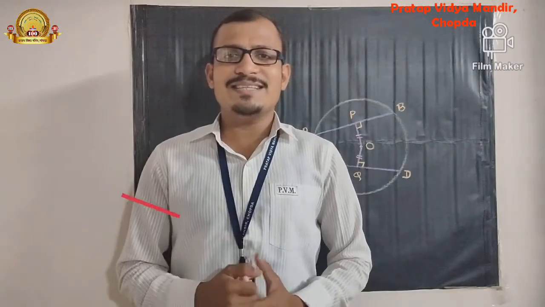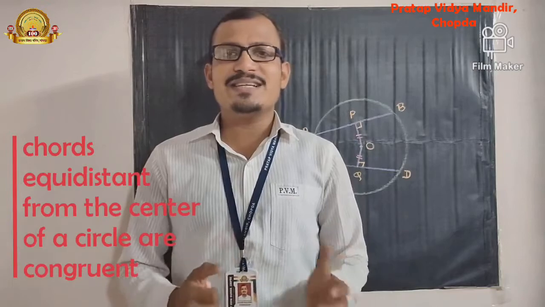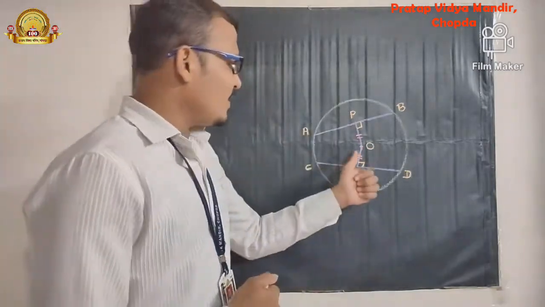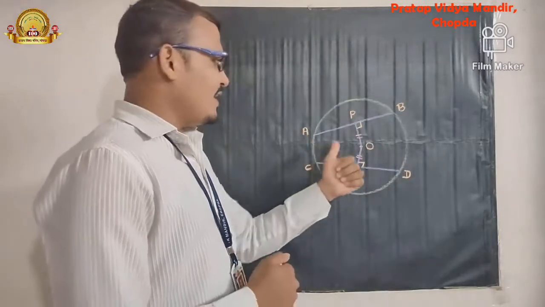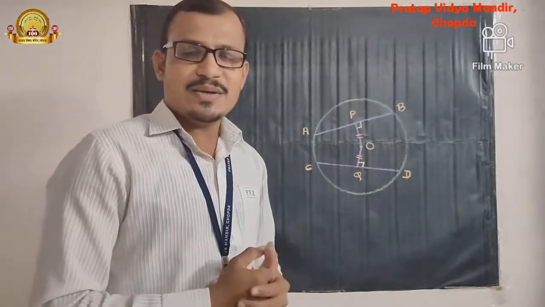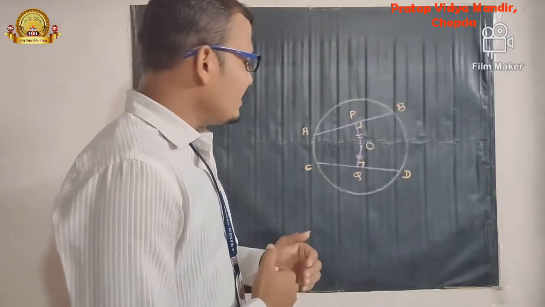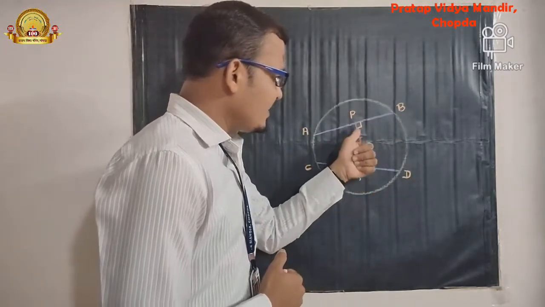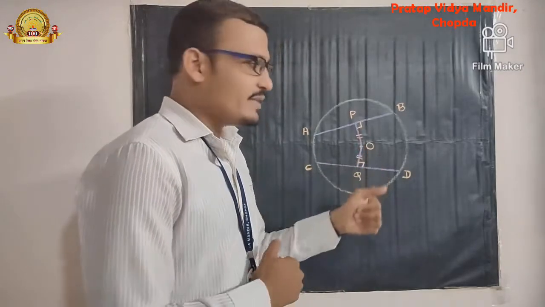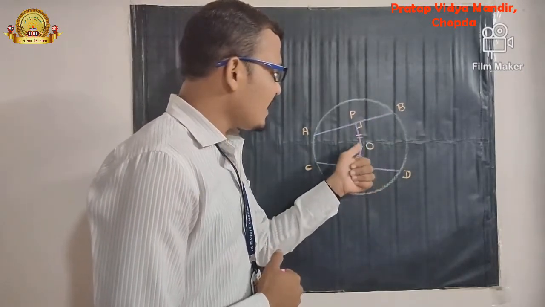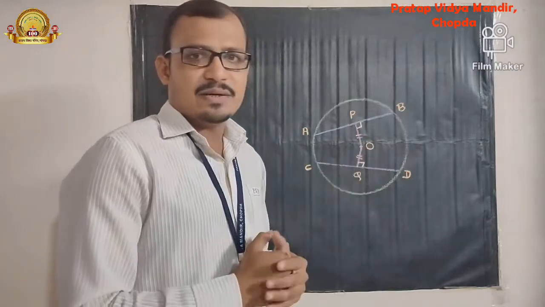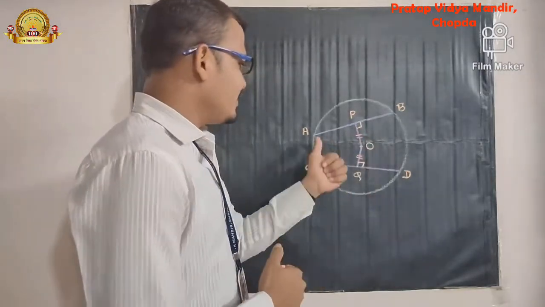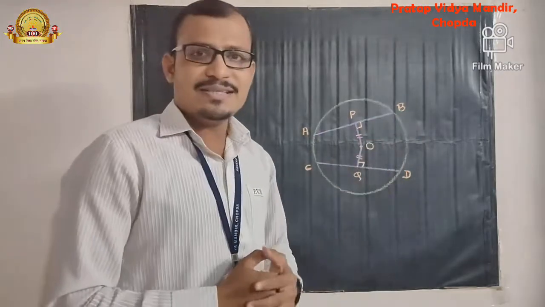The third property is: chords of a circle equidistant from the center of the circle are congruent. For example, here O is the center of the circle and AB and CD are two distinct chords of the circle, and clearly chord AB and chord CD are equidistant from center O, that is, these two chords are at equal distance from center O, and hence these two chords are congruent, that is chord AB is congruent to chord CD.